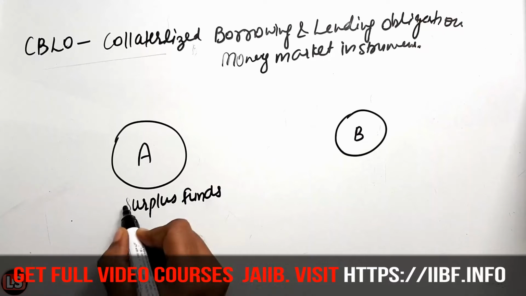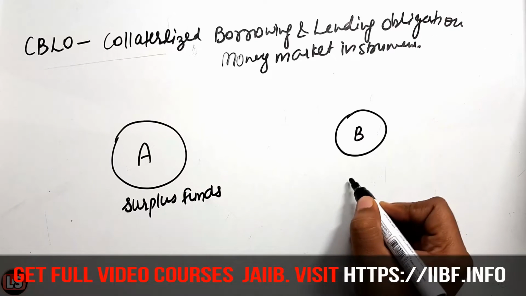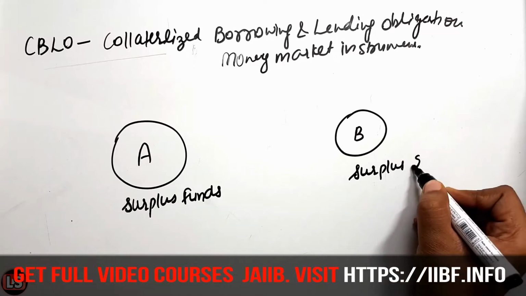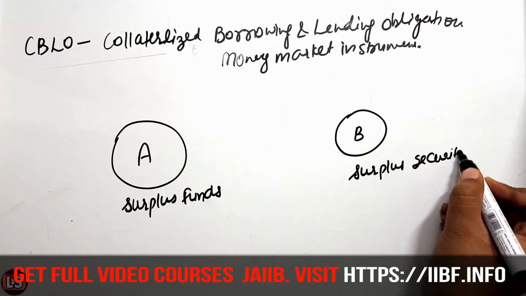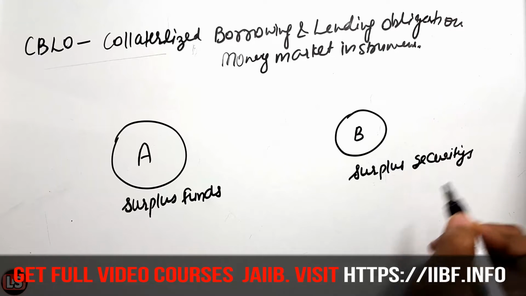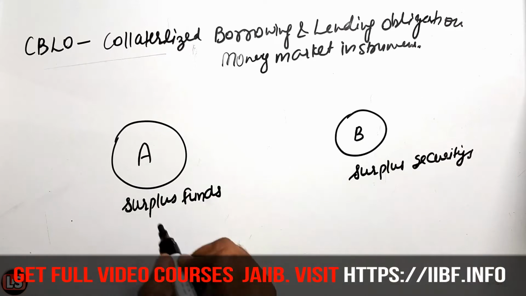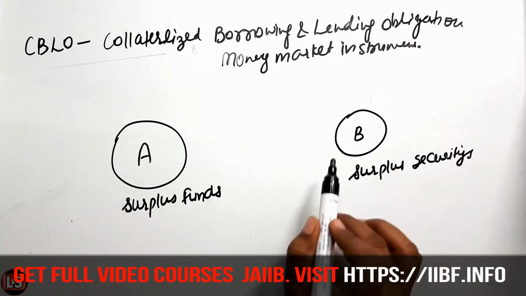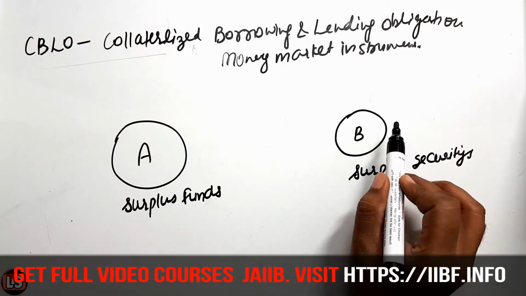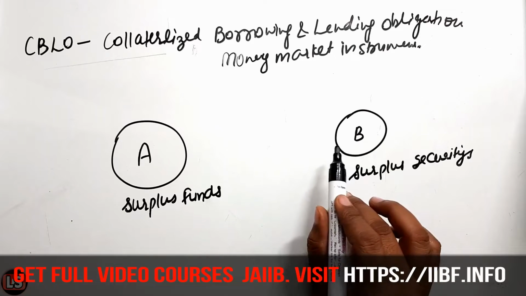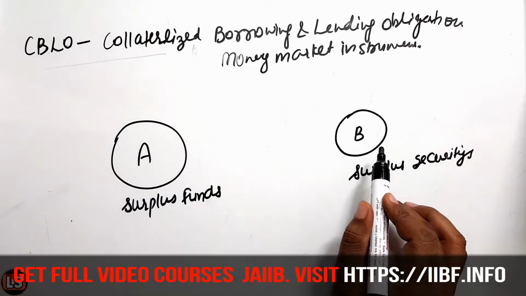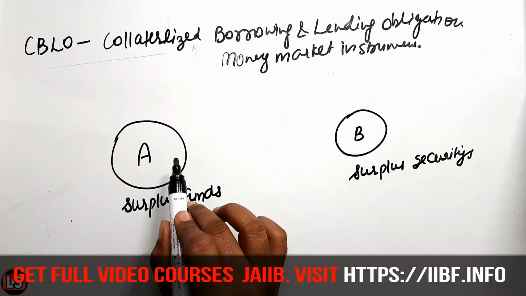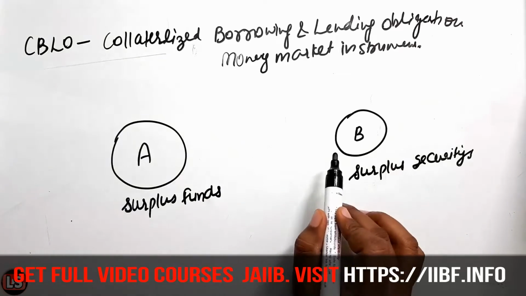Funds means liquidity. Okay, and B has surplus securities. So B has surplus securities and A has surplus funds. So if B is in need of some liquidity, that it wants some funds, it can give security and can borrow funds. But this transaction is not directly between these two.